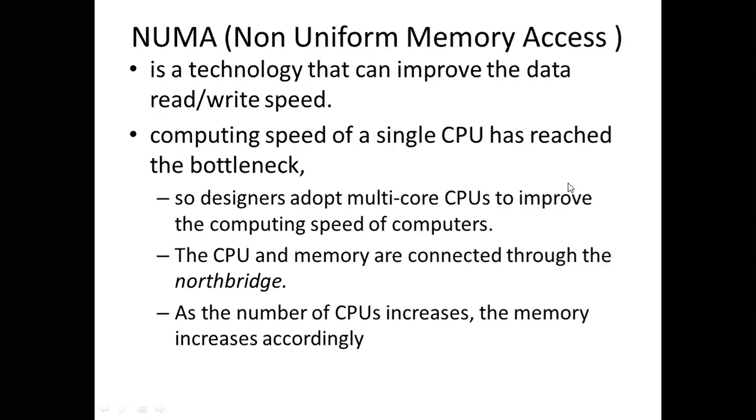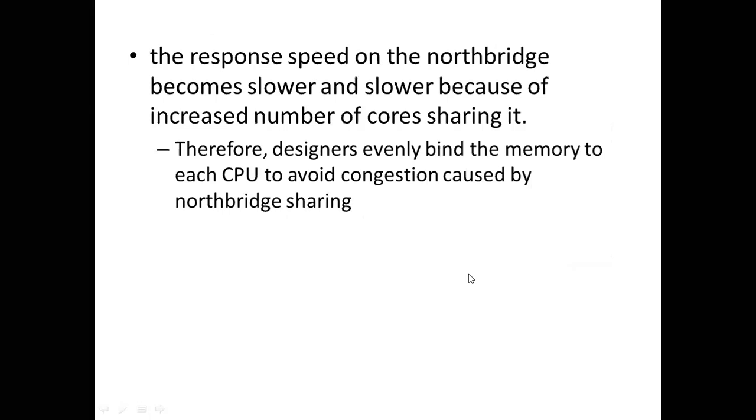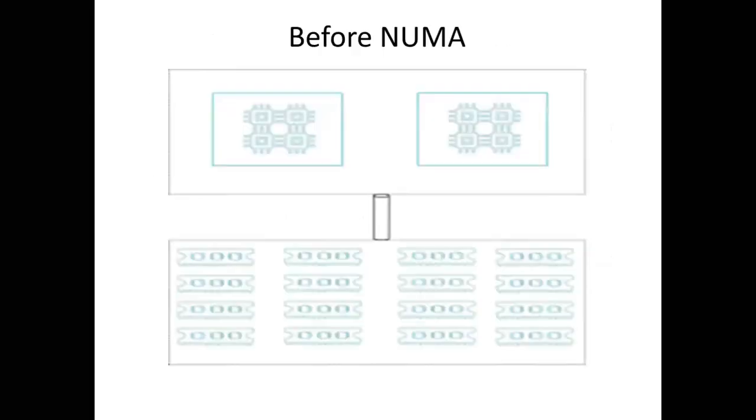They are increasing the memory in response to an increase in the number of CPU cores. So the response speed on the bridge becomes slower and slower because of the increased number of cores sharing the same bridge. Therefore, designers have then evenly bound the memory to each CPU to avoid congestion caused by sharing the north bridge. So this is what happens in a setup where NUMA is not involved.